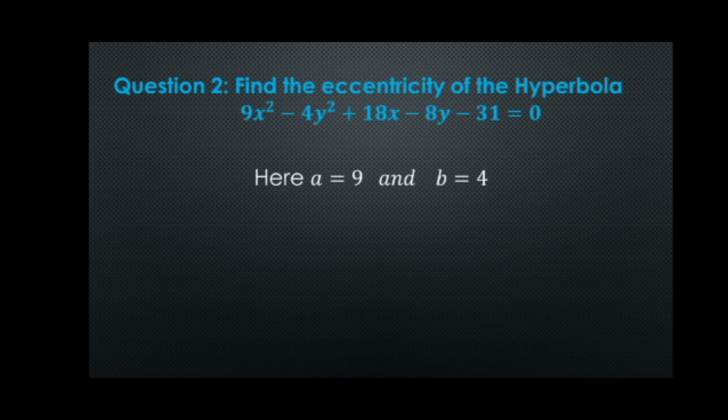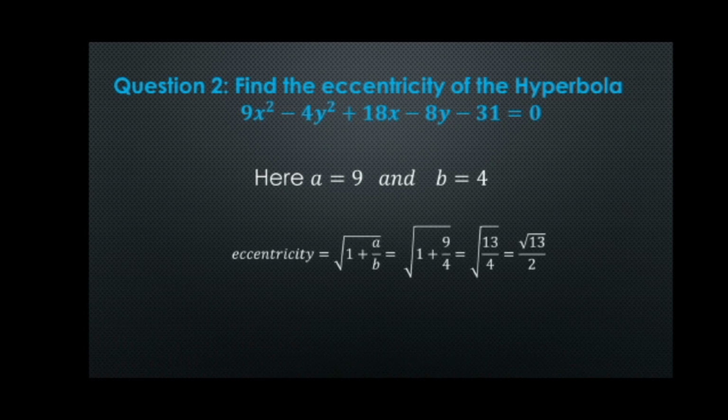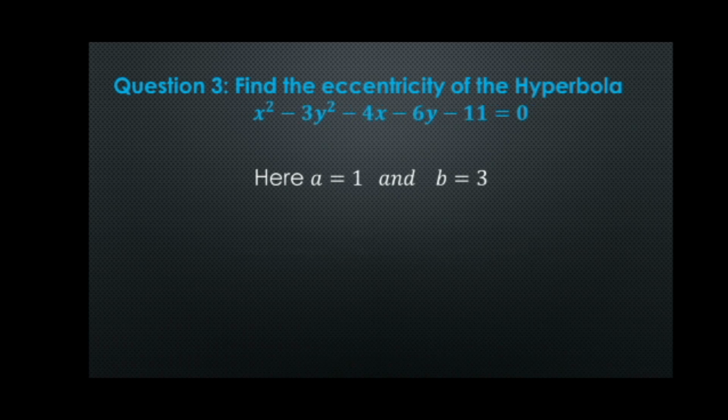Find the eccentricity of the hyperbola 9x square minus 4y square plus 18x minus 8y minus 31 equal to 0. Here a equal to 9 and b equal to 4. Eccentricity equals square root of 1 plus a by b, which is square root of 1 plus 9 by 4. It will be square root of 13 by 2. Moving on to the next question.